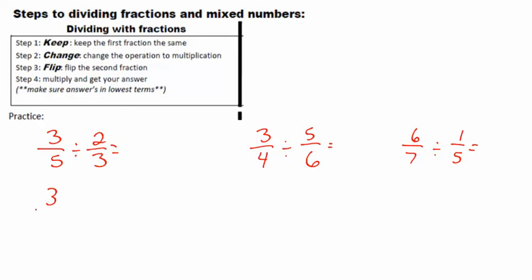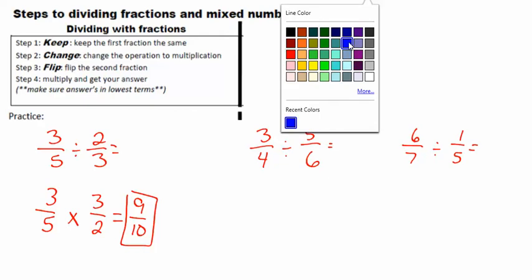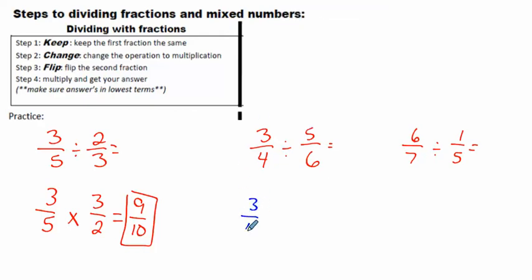I'm keeping, I'm changing, and I flip. That gives me 9/10. Now the next one: I'm going to keep, change, and flip my second number. That becomes 18/20. For those of you that are simplifying, you should see they're both even. If I divide by 2, that gives me 9/10. Same answer, huh?